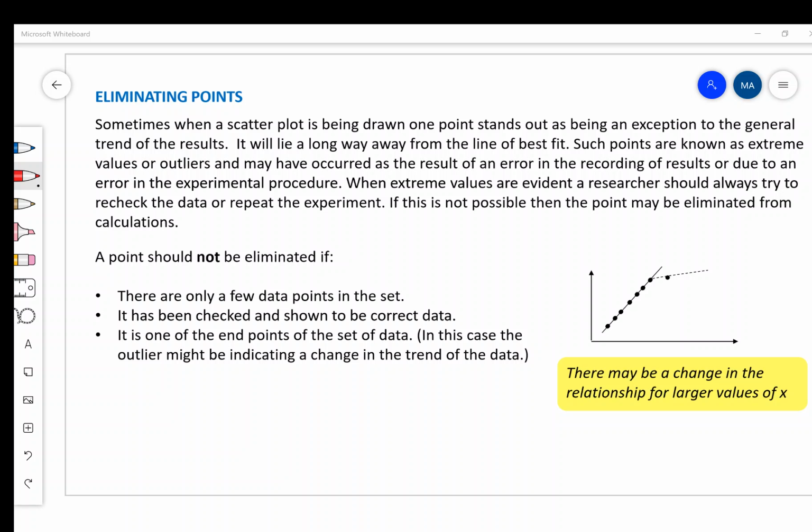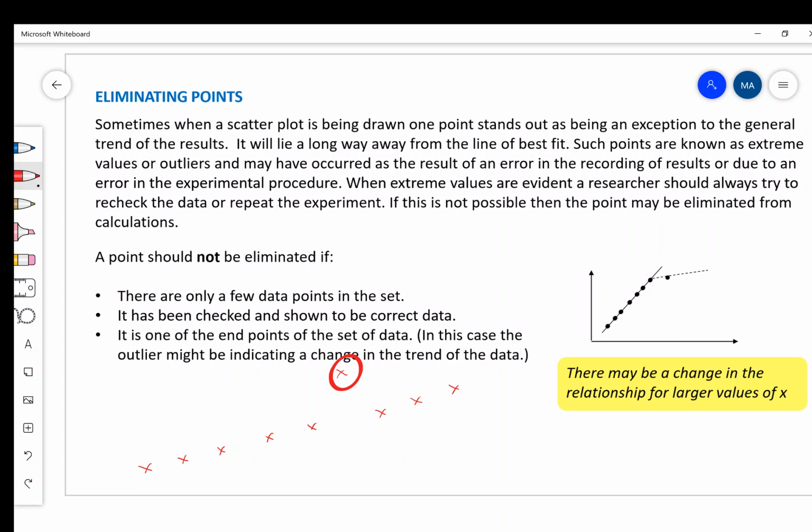Hi General Maths students. In this video we're going to discuss eliminating points. The reason we eliminate points is if there is an outlier. So we might have a set of data points going along in a reasonably linear fashion, and all of a sudden one of them is out of step with the others. That's what we would term an outlier.